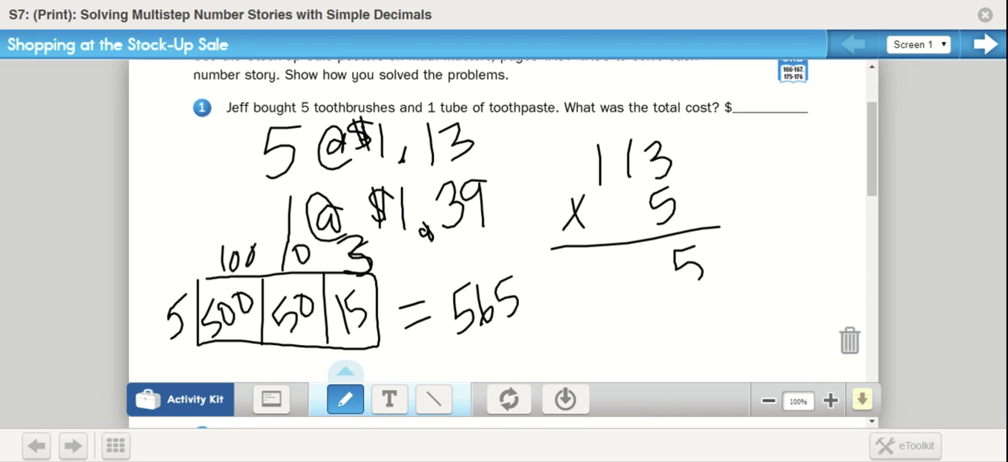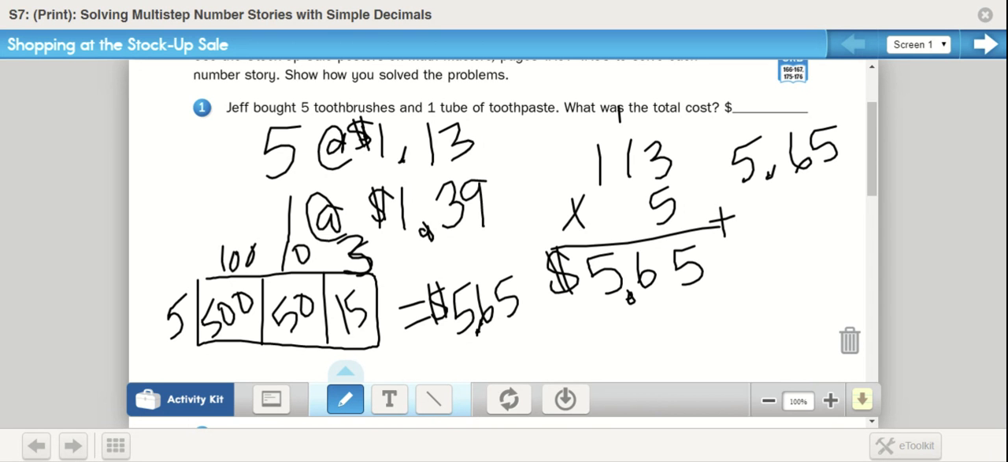Or I can do it this way. 3 times 5 is 15. Carry my 1. 5 times 1 is 5, plus that 1 is 6. 5 times 1 is 5. I get the same answer, but what I didn't do when I wrote these out is write my decimals. So when I do that, I need to make sure I put a decimal 2 spaces in, so that would go between the 5 and the 6. So this is how much the toothbrushes cost. Okay, so I have $5.65 for the toothbrushes.